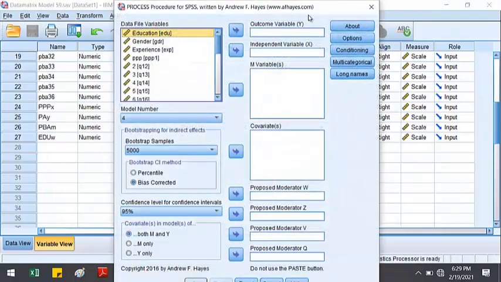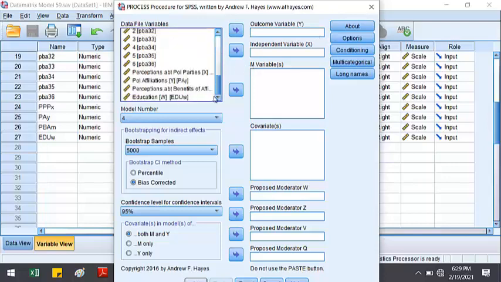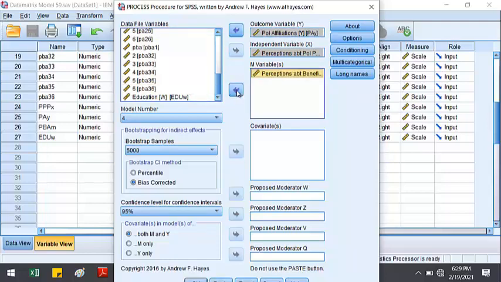Process model is activated and the window has popped up. Let's give the variables to the process. Perceptions about political parties, independent variable. Political affiliations, outcome variable or dependent variable. Perceptions about the benefits of affiliation is the mediation variable or mediator, and the education will be used as the moderator.